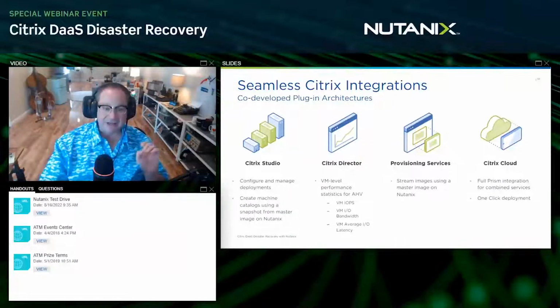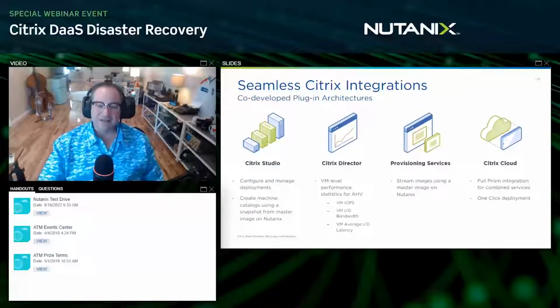That's your MCS, your Machine Creation Services for your machine catalogs, using snapshots and master images with Nutanix. Citrix Director, that's your performance and statistics for AHV, the Acropolis hypervisor for Nutanix. That includes your IOPS and IO. PVS, that's streaming your images using the master image on Nutanix as well. And then Citrix Cloud is that full Nutanix Prism integration for combined services with that one-click deployment.